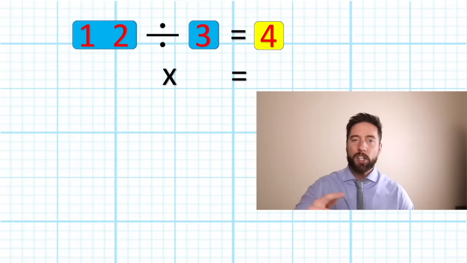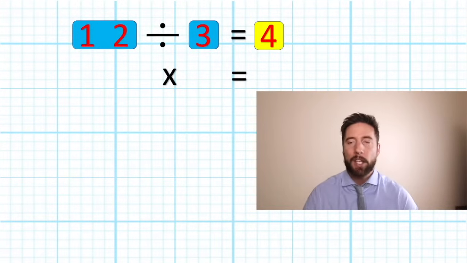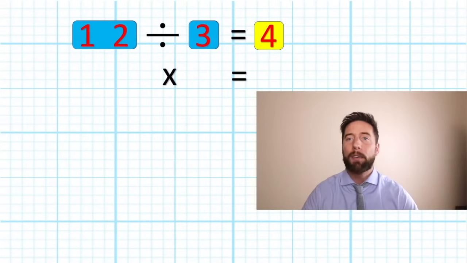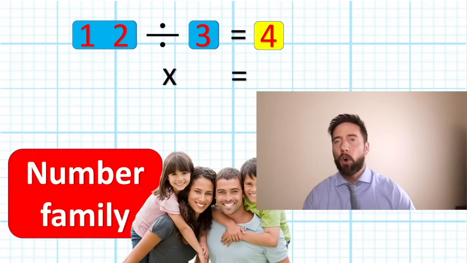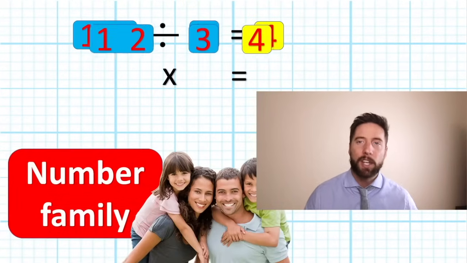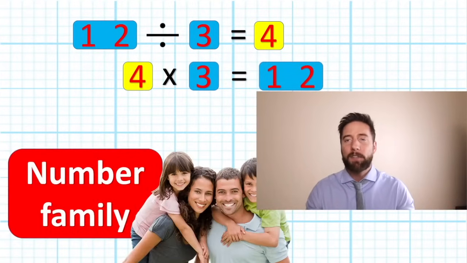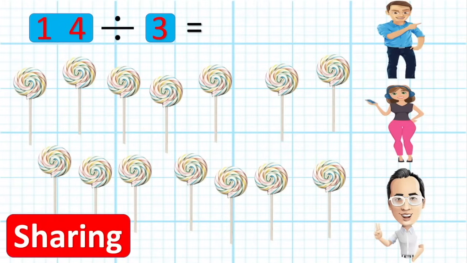Now, the reason a question like 12 divided by 3 is quite straightforward is because 12 divided by 3 is part of a number family. 12 divided by 3 is 4, and 4 times 3 is 12. They are in the number families. But what happens if these questions get a little bit harder and they're not in number families? Let's have a question like 14 divided by 3.